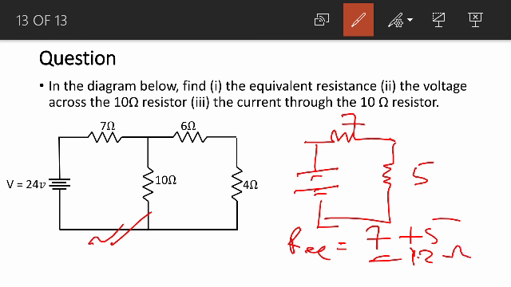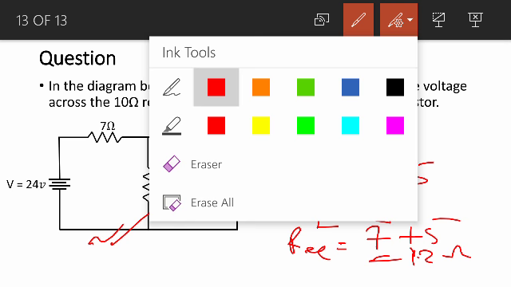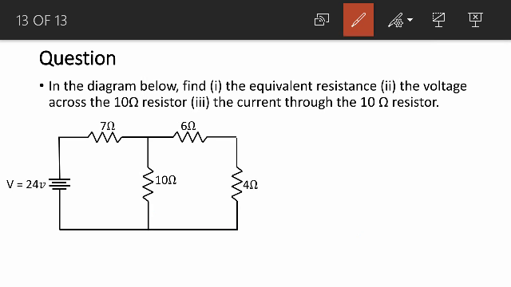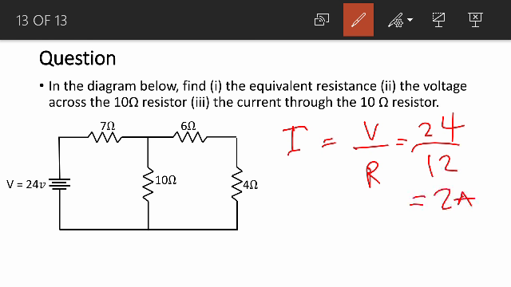Now, secondly, we're asked to find the voltage across the 10 ohm resistor. To find it, since the equivalent resistance is 12, we can first of all find the total current in the circuit. So the total current is going to be V over R. Now your V, the total voltage, is 24, the total resistance is 12. That gives us 2 amperes. So the total current is 2 amperes.